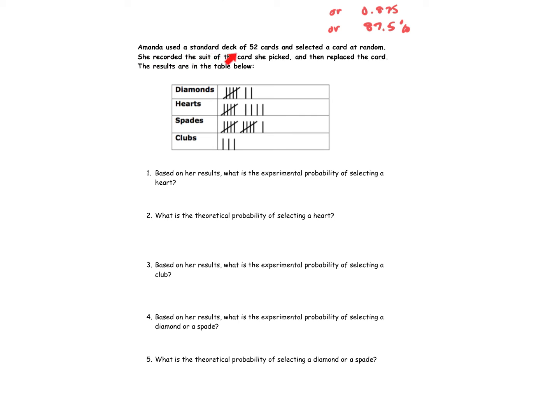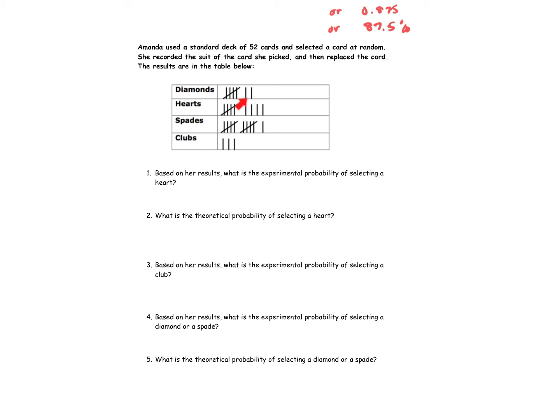Amanda used a standard deck of 52 cards and selected a card at random. She recorded the suit of the card she picked and then replaced the card. This will become important when we have to work about dependent and independent events. The results are in the table below. So what happens if we pick a card and replace it? We're always going to have 52 cards in the deck. And if we don't replace it, that will change the probability, which we'll get to in another lesson.